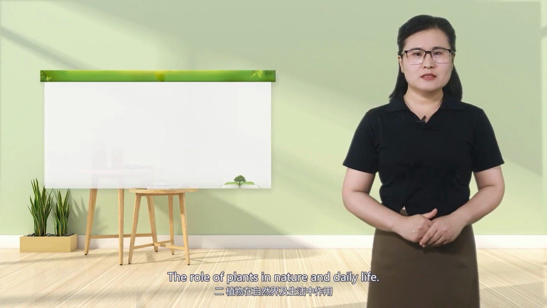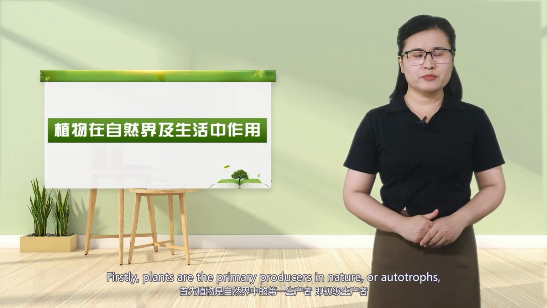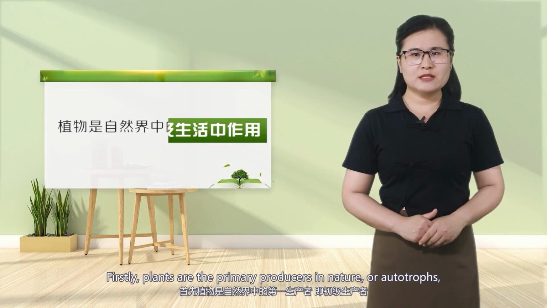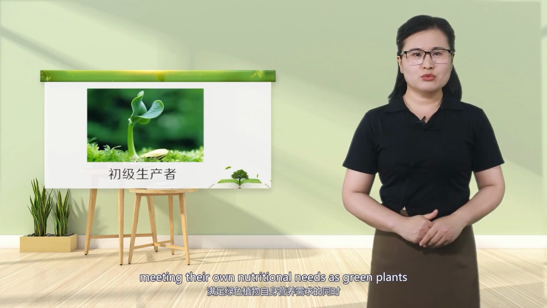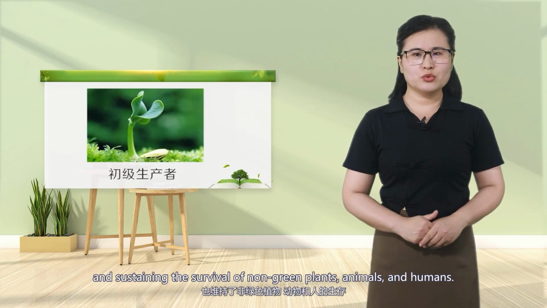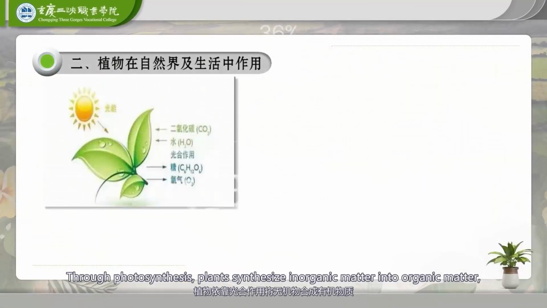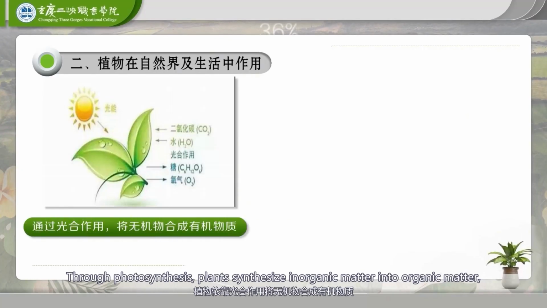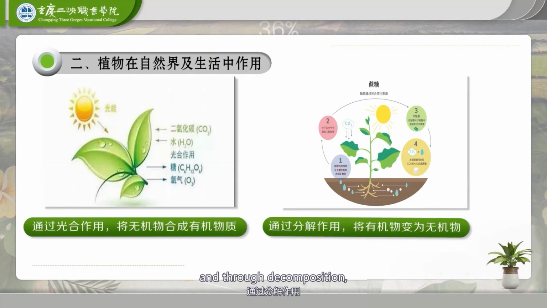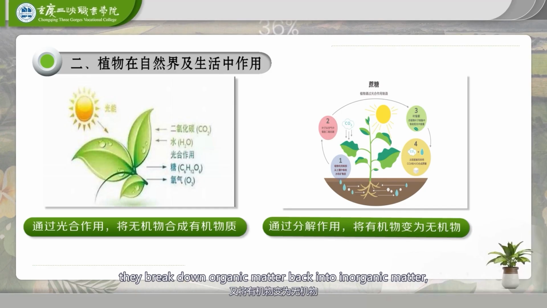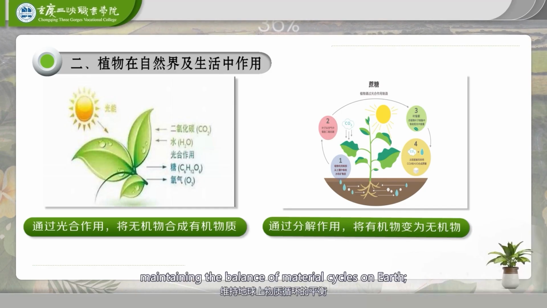The role of plants in nature and daily life. Firstly, plants are the primary producers in nature, or autotrophs, meeting their own nutritional needs as green plants and sustaining the survival of non-green plants, animals, and humans. Through photosynthesis, plants synthesize inorganic matter into organic matter, and through decomposition, they break down organic matter back into inorganic matter, maintaining the balance of material cycles on Earth.